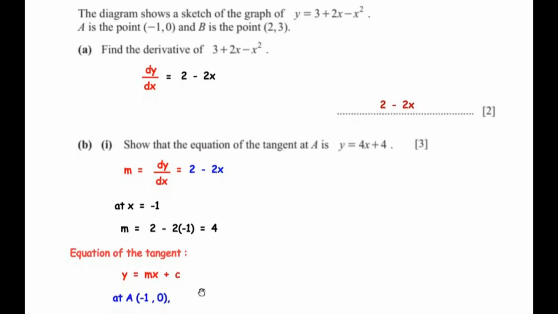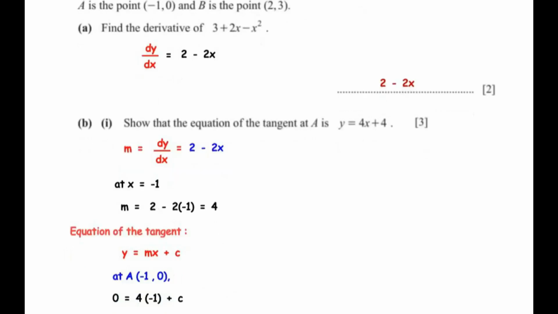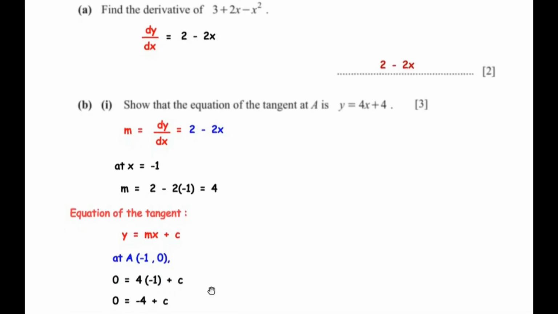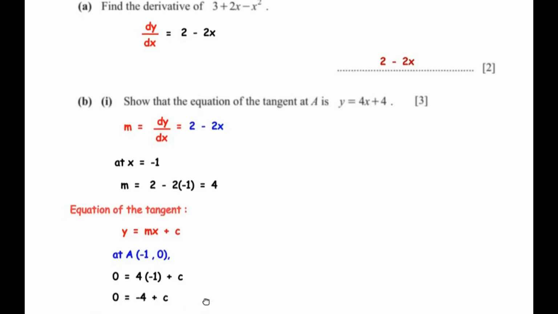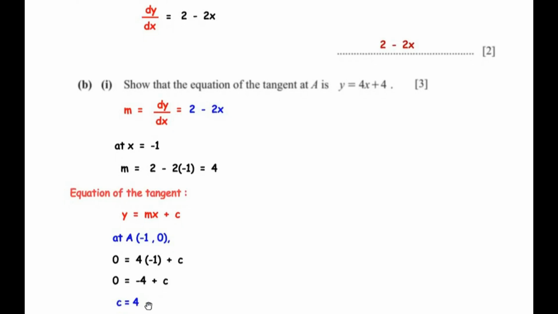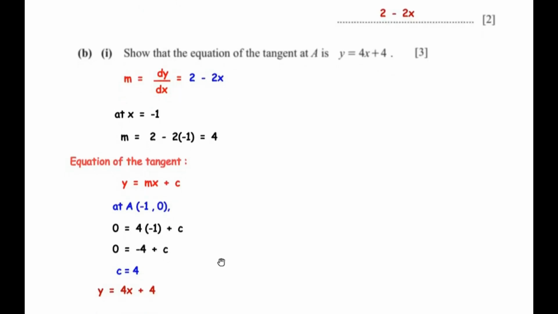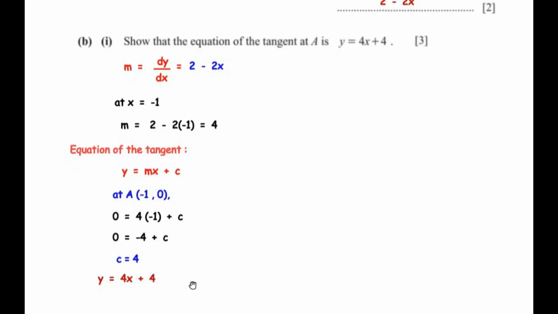So here at point A, that is -1, 0, the y value is 0 equal to m is 4. So 4 times x is -1 plus c. Now this simplifies as 0 is equal to 4 times -1 is -4 plus c. Now taking -4 on the left hand side, we get the value of y-intercept, that is c, as +4. Now we have the value of m, we have the value of c. So we can get the equation of the tangent now as y is equal to 4x plus 4. So we have shown that the equation of the tangent is y is equal to 4x plus 4.